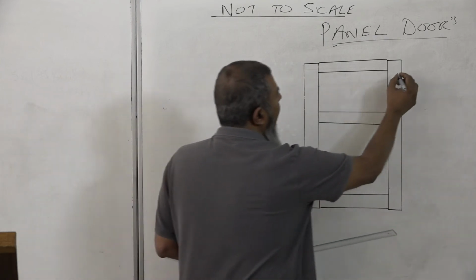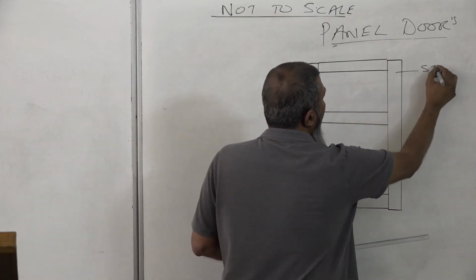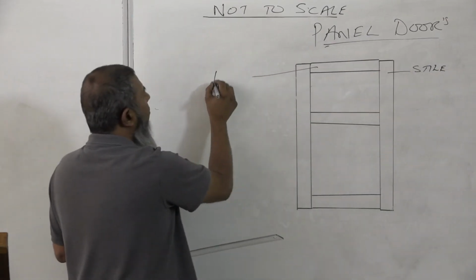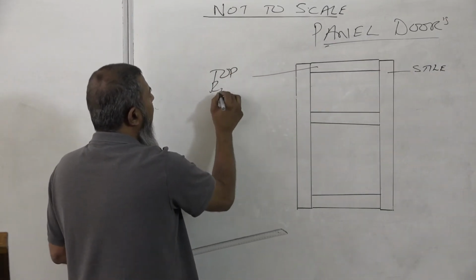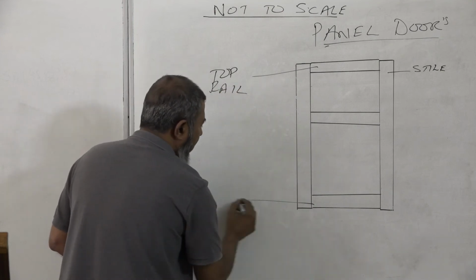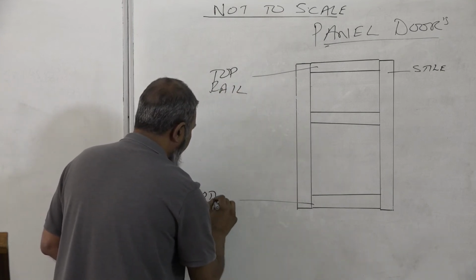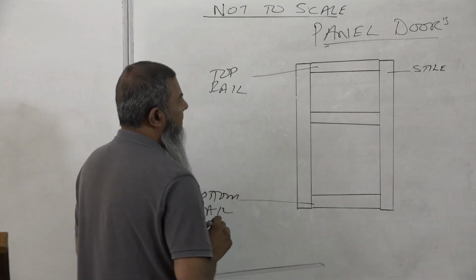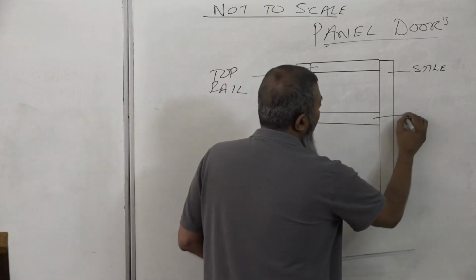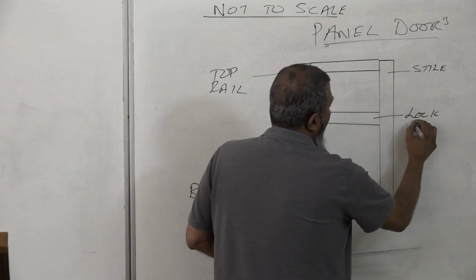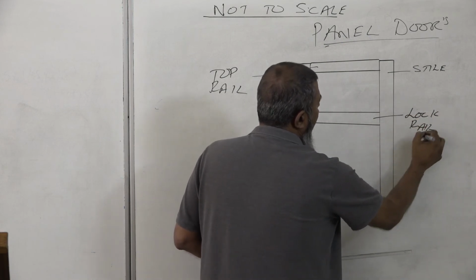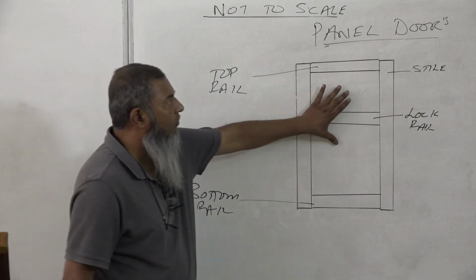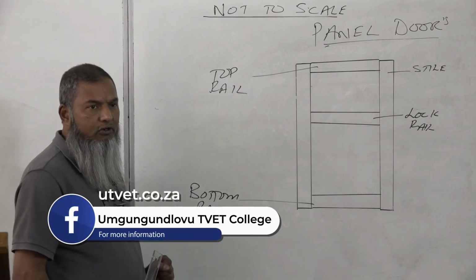So remember once again, this is our stile. This is our top rail. Here is my bottom rail. Okay. This is my lock rail. Lock rail. Now they can ask us to draw a 4-panel door.